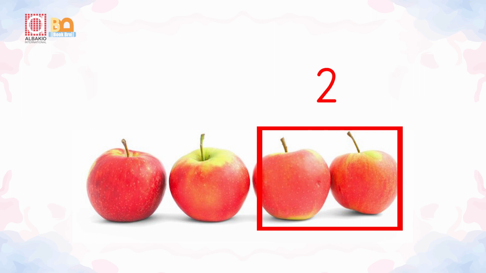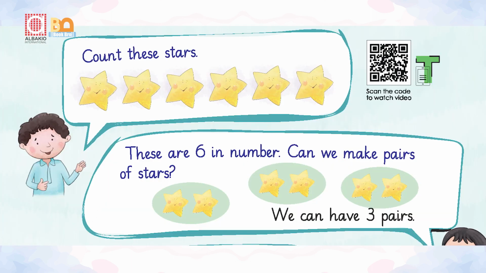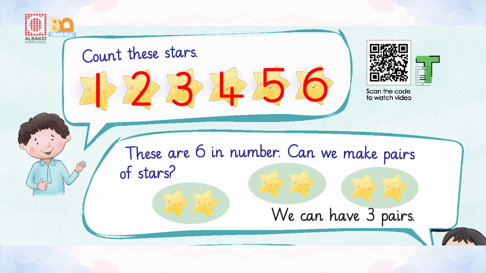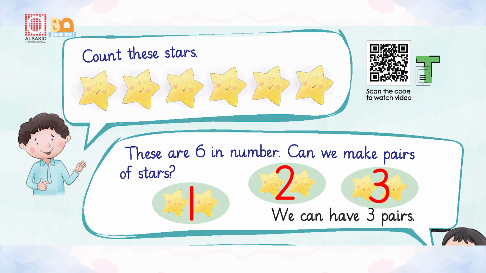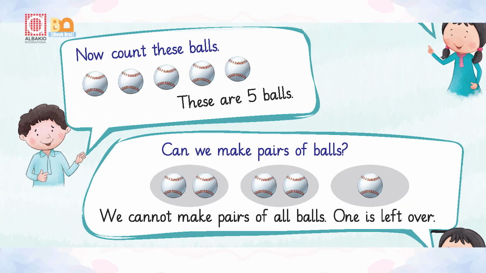Great. Now count these stars. 1, 2, 3, 4, 5, 6. These are 6 in number. Can we make pairs of stars? Yes, we can. We can have 1, 2, 3. 3 pairs.